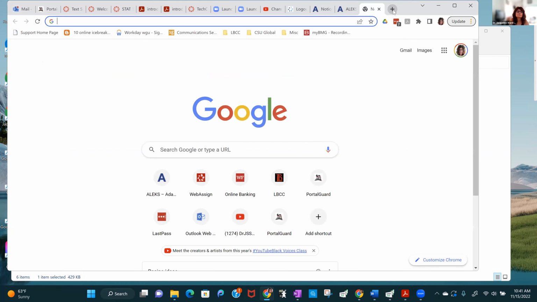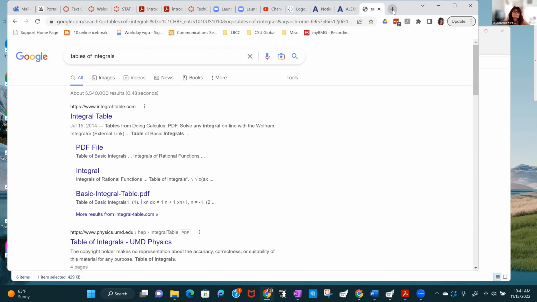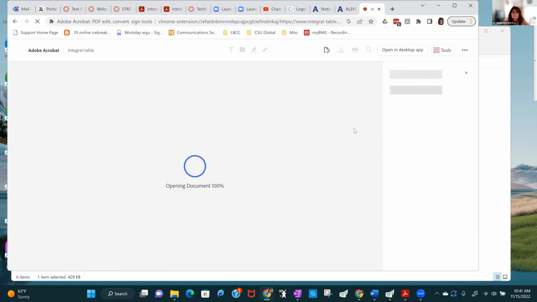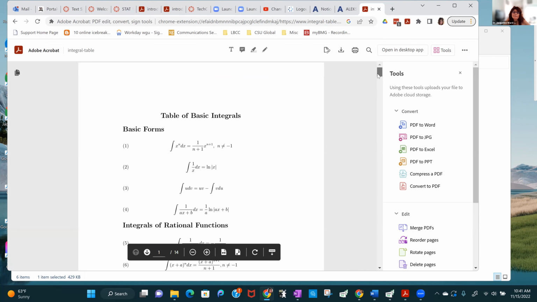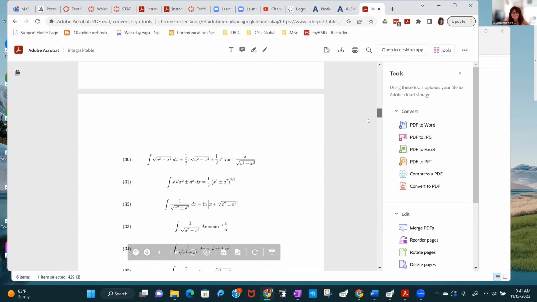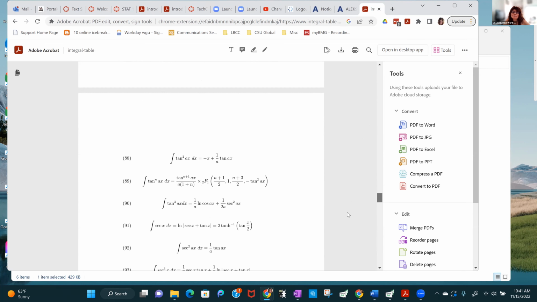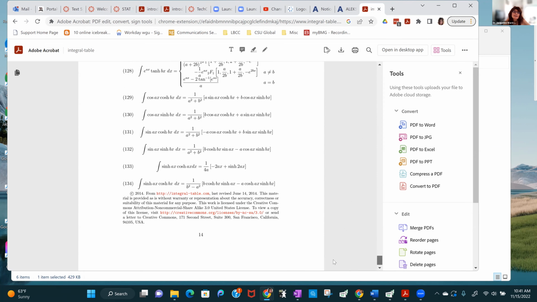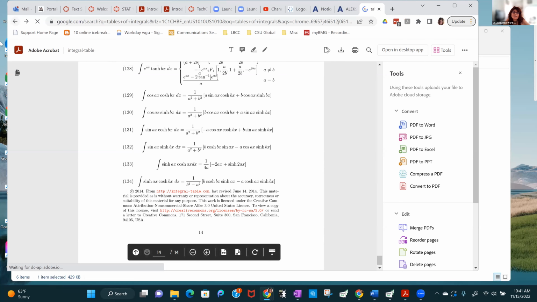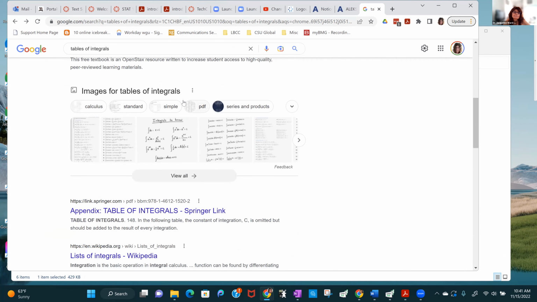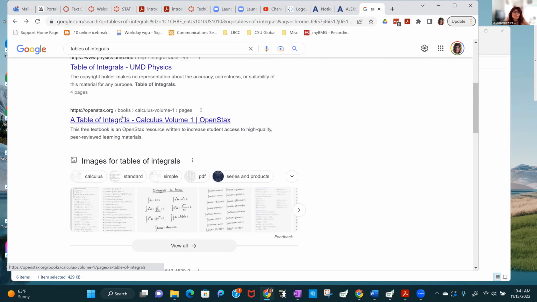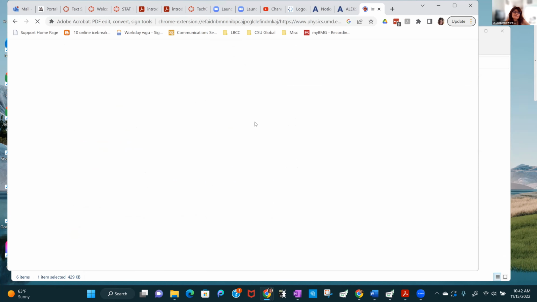Back in the day, especially, we used to use tables instead of technology, right? Just pulling up some tables of integrals. There are thousands. This is a tiny one, I just pulled up the first one I saw. There are literally thousands and thousands of different integrals. Well, that's from OpenStax.